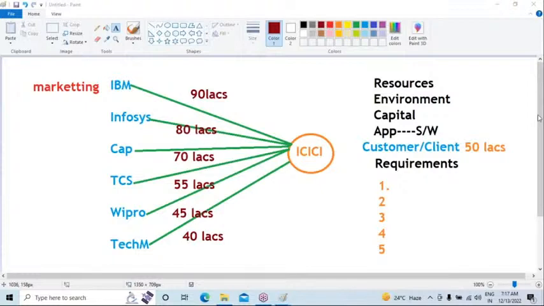Wipro. Wipro. Fine. Any other one? TCS. TCS. Fine.